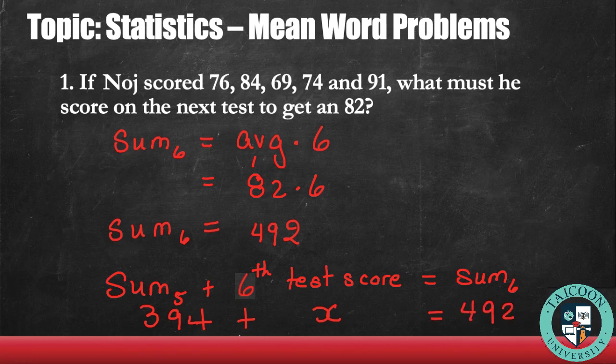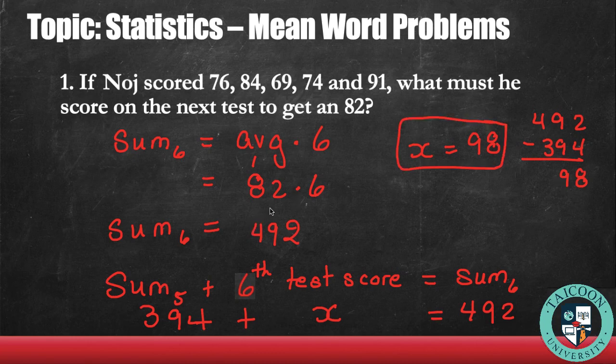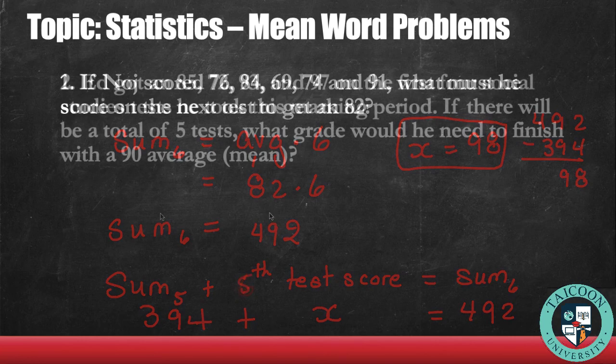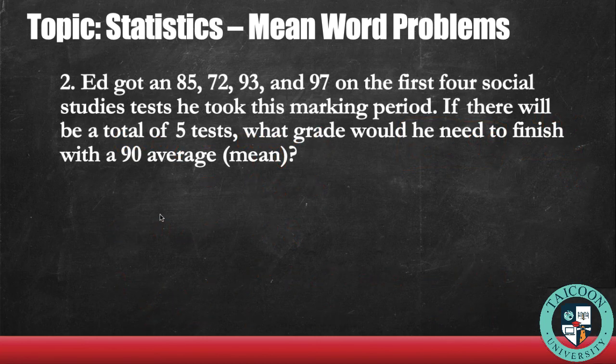So of course the last step is simply to subtract 492 minus 394, and we get a final score of 98. When we subtract 394 from 492, we get 98. So 98 is what Naj must score on the next exam to end off his semester with an 82 average. Let's try out another problem.